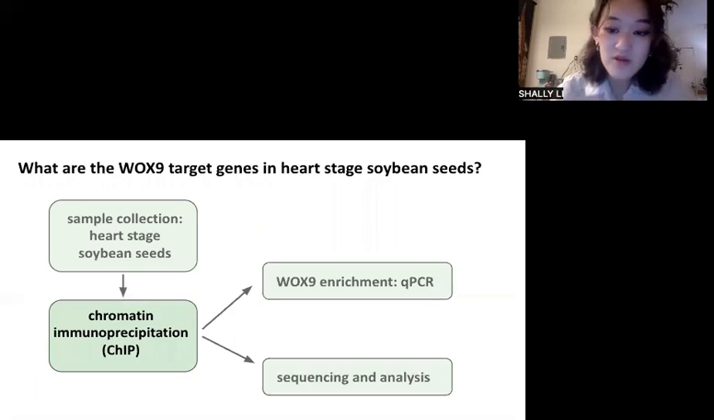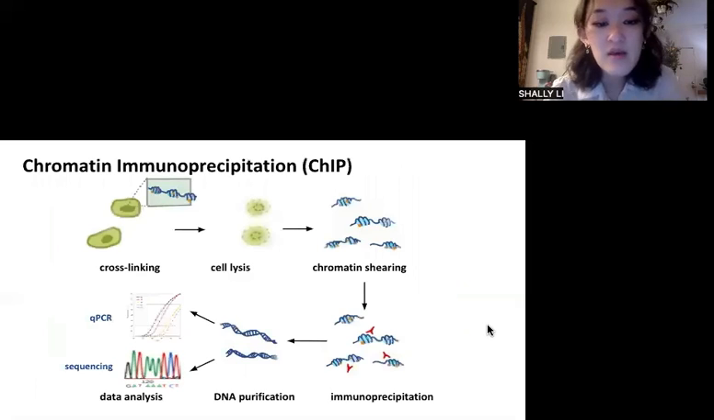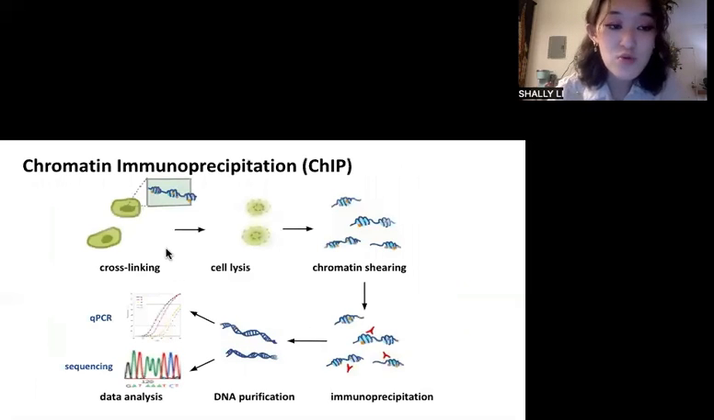Then the next part is chromatin immunoprecipitation, or ChIP for short. And this experiment allows us to determine the particular sequences, the genes that a protein of interest is bound to. So in this case, WOX9. And the first step in this ChIP procedure is to cross-link proteins to the DNA. So what this means is essentially we are locking the proteins down onto the DNA exactly where they are bound at this moment. And then we can isolate the DNA and break it up into a bunch of little fragments. And after that, we use antibodies to pull down just the fragments of DNA that are bound to WOX9. And then we would purify the DNA.